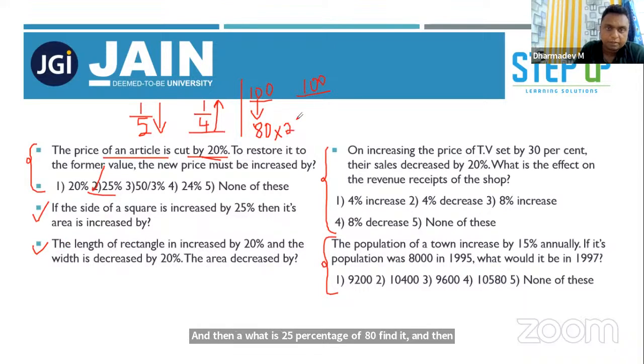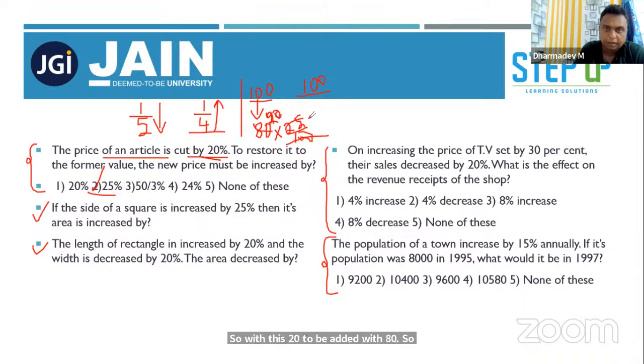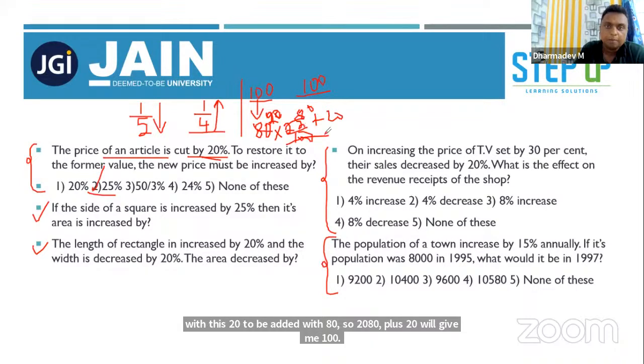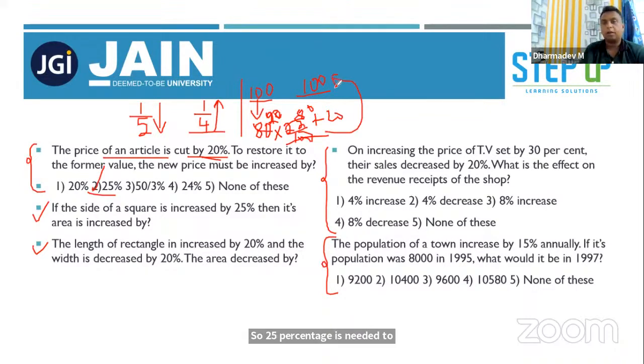So 25 percentage is nothing but 20. Yes, so 20 to be added. So with this 20 to be added with 80, 80 plus 20 will give me 100. So 25 percentage is needed to restore the same. Are you clear with that?